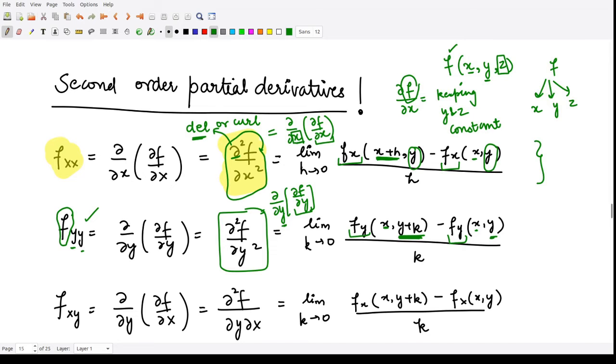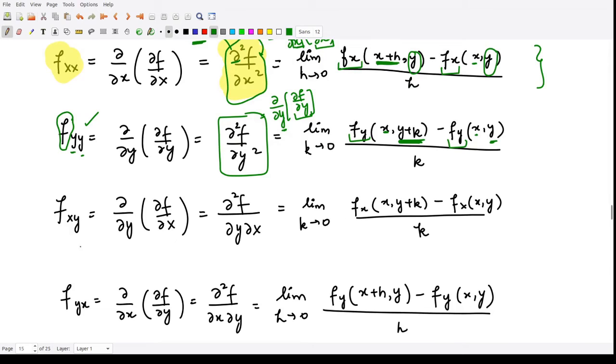And next we have mixed derivatives. That means firstly you will take the derivative with respect to x. So we have this term del f upon del x, and then you will perform the derivative with respect to y. So it is y here. This whole term is represented like this.